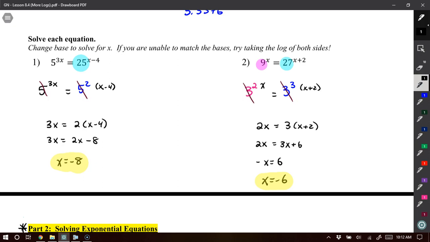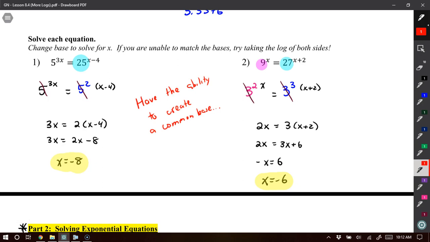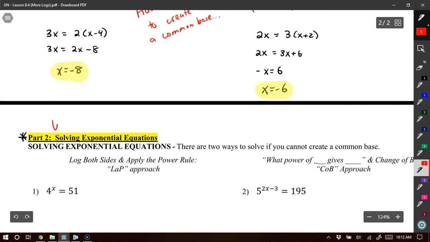Now, these exponential equations are nice, and these are nice because you have the ability to create a common base. So these two are kind of review of a previous lesson. We can create a common base to solve. But the question is, what if we can't? So what if we can't create a common base?